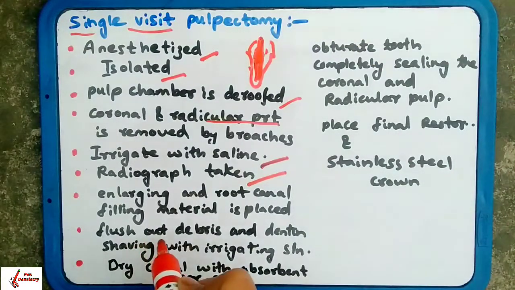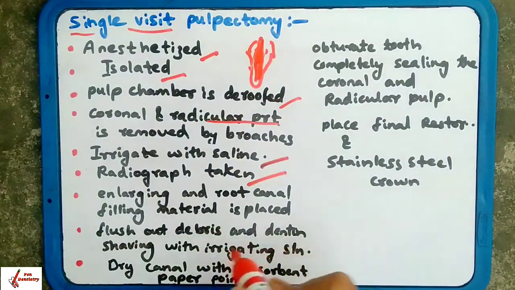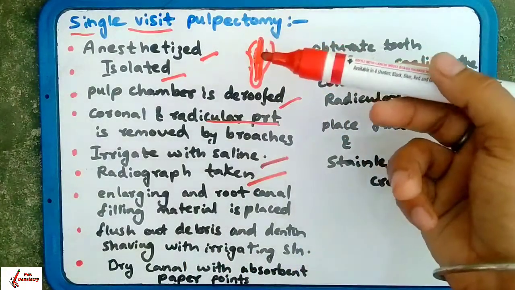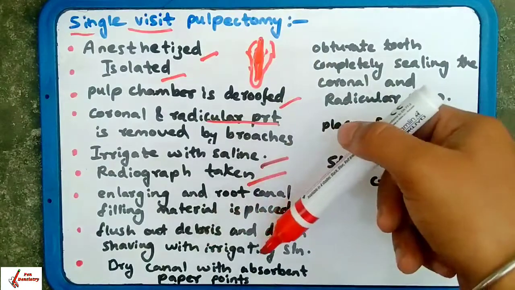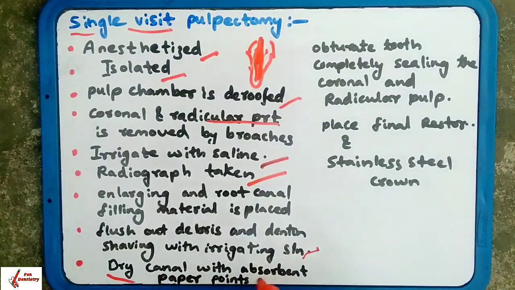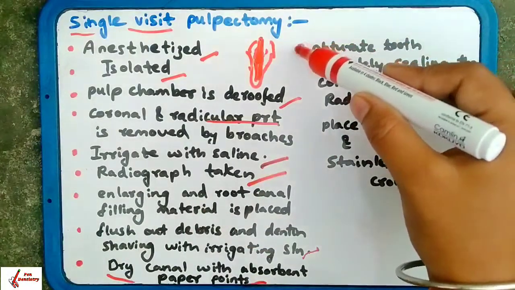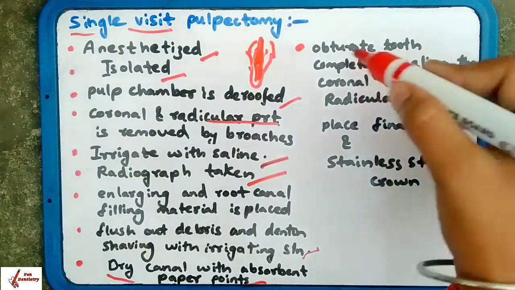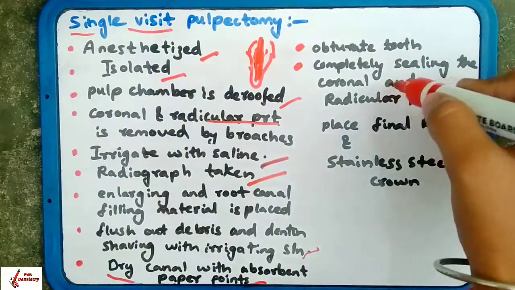Then you will flush out the debris and dentine shavings with the irrigating saline. You will dry the canal with absorbent paper points. Then you will obturate the tooth, completely sealing the coronal and radicular pulp.